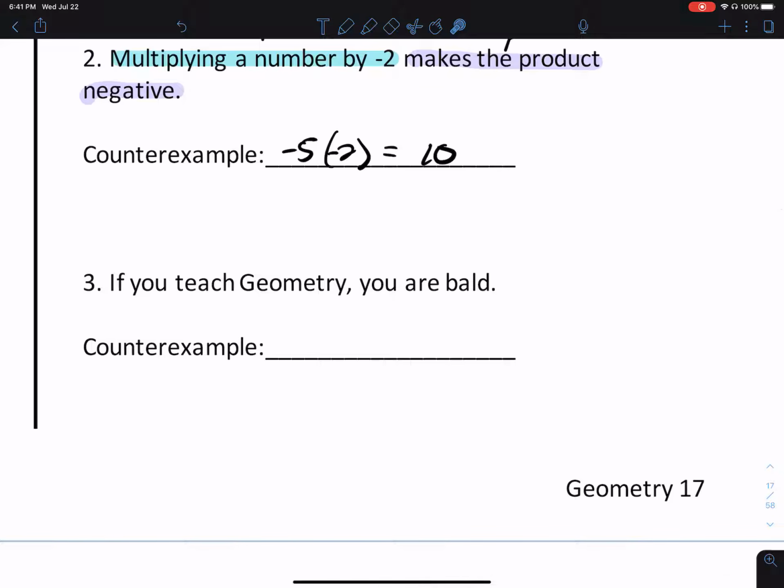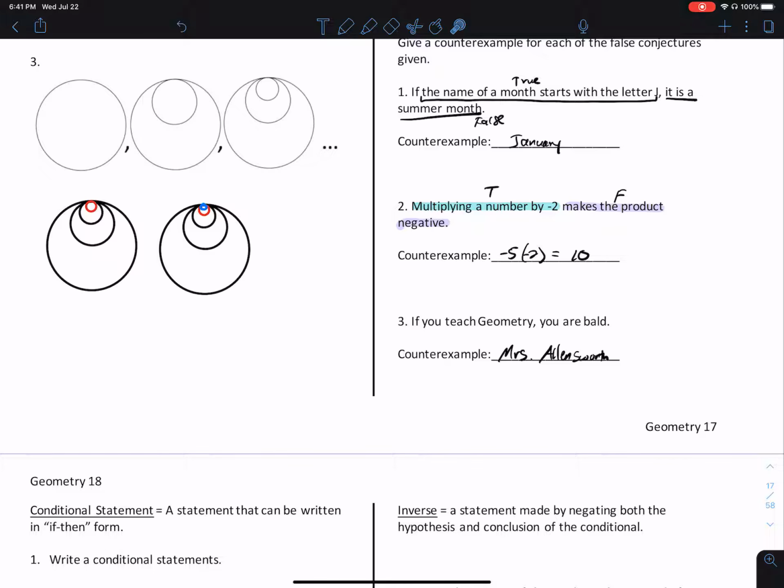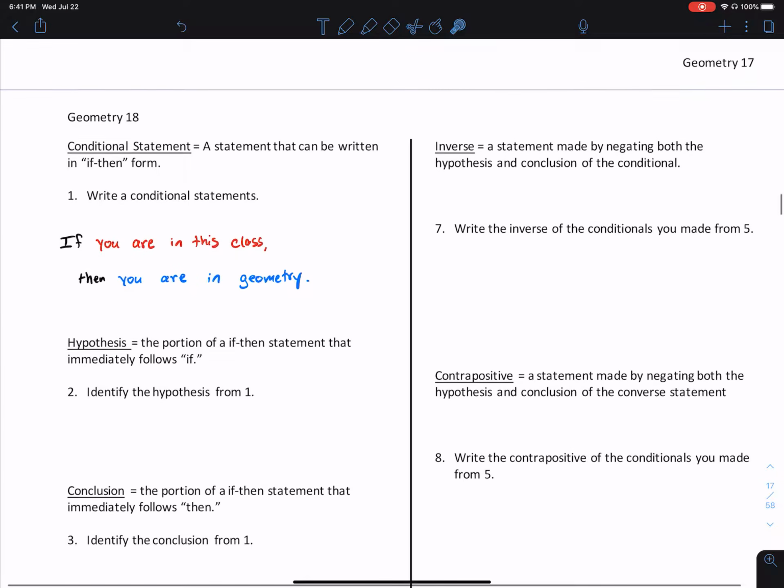If you teach geometry, you are bald. Well, are there any teachers at Indian Valley that teach geometry and are not bald? You betcha. Sweet Mrs. Allensworth. She teaches geometry, that's true. She's clearly not bald, so that part's false. All right, on to the back.